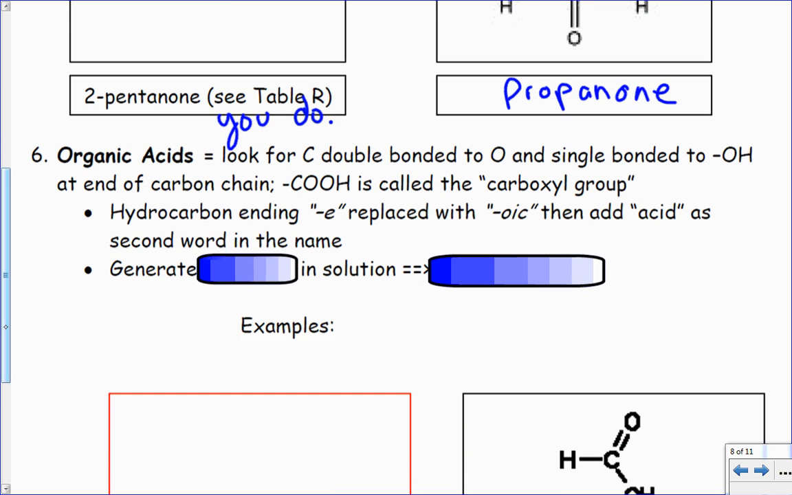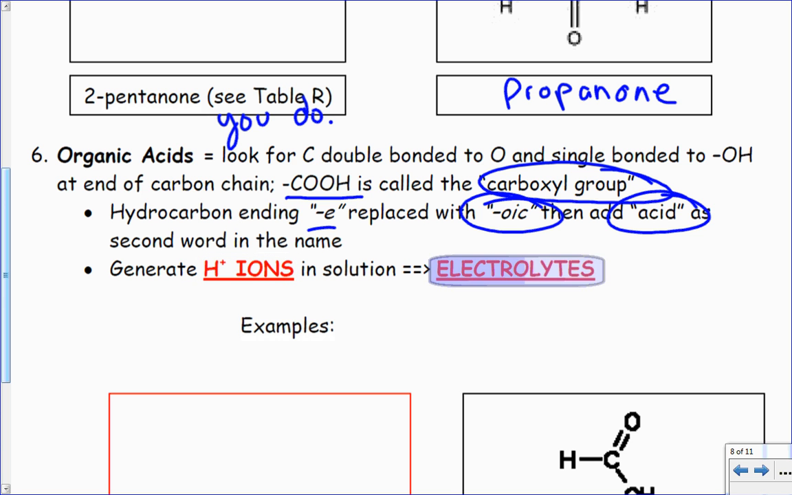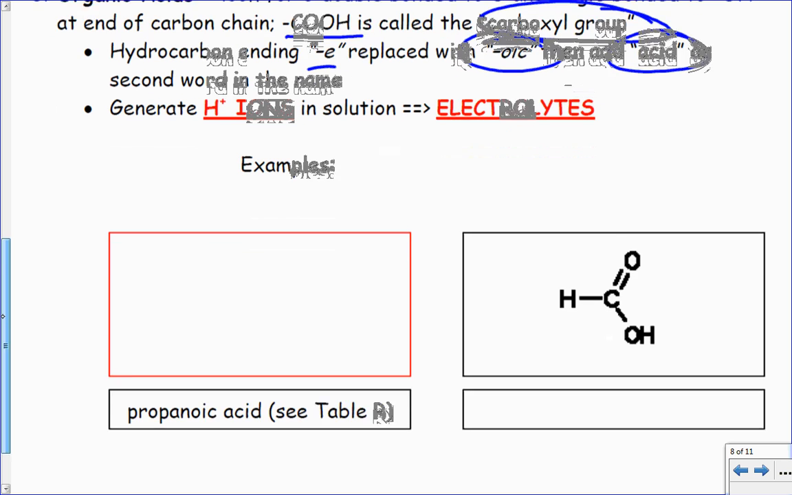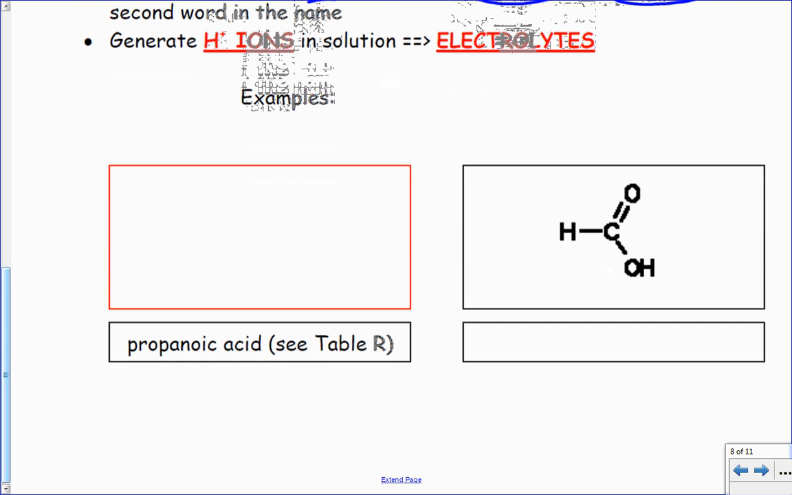Organic acids, moving right along. This is what I call the COO. The COO is called a carboxyl group. There's going to be a C double bonded to an O, single bonded to an OH to give me the COOH to end with, okay? I take off the E, put an oic acid at the end, and then I have it. I generate H plus ions in solution. It is an electrolyte. It's a real quick review of acids and bases. I see propanoic acid, so that's a freebie because it's in Table R.